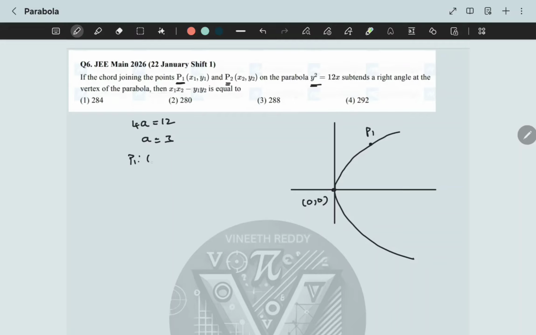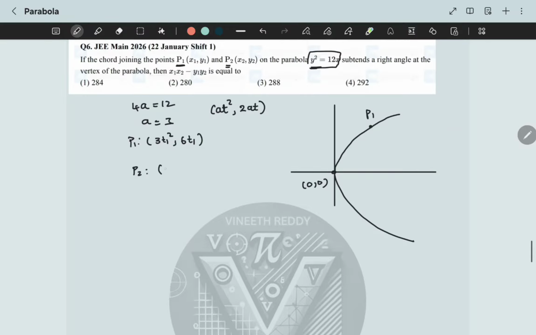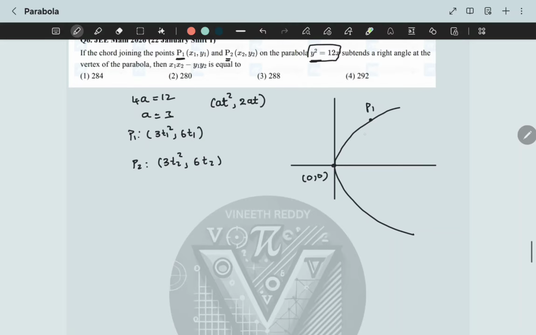That means P1, instead of taking it as x1, y1, let me take it as at1 square, that means 3t1 square, comma 2at1. So the parametric coordinates on the parabola of this form will be at square, comma 2at. So we can write 3t1 square, comma 2 into 3 is 6t1. Now P2 similarly will be 3t2 square, comma 2at2, that is 6t2. That's it. Now what is it telling is P1 is somewhere there and P2 is somewhere here. It subtends a right angle at the vertex of the parabola.